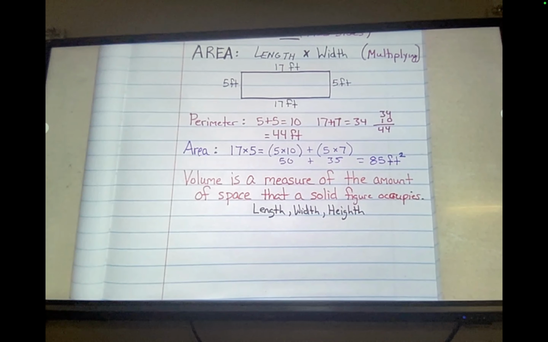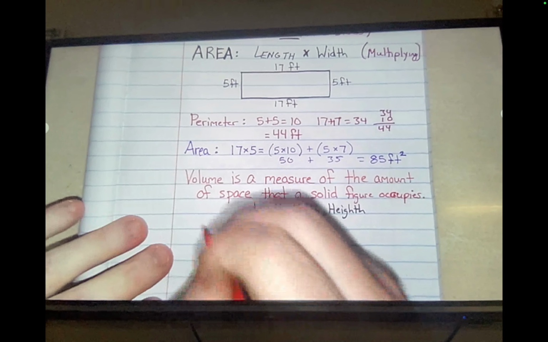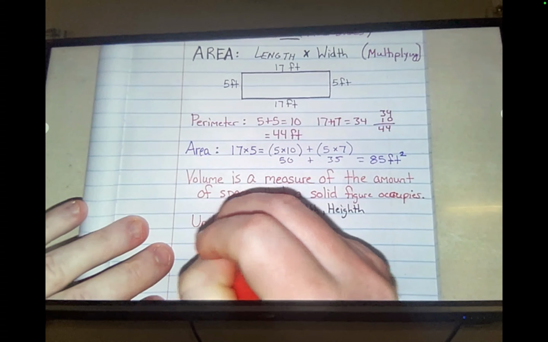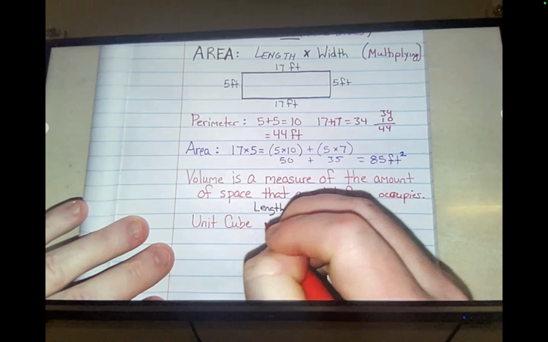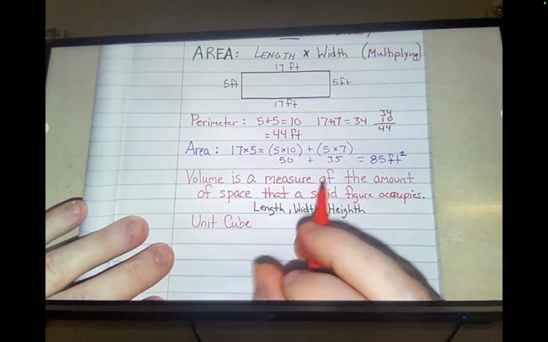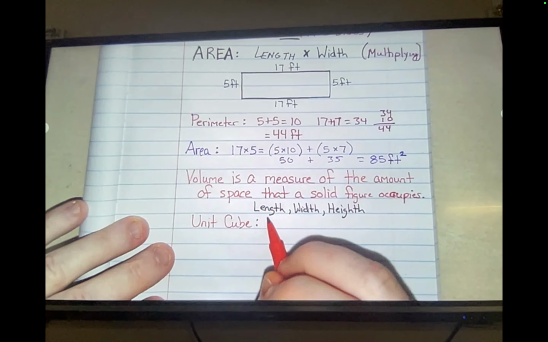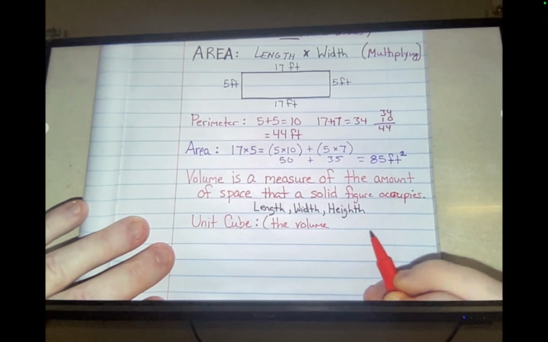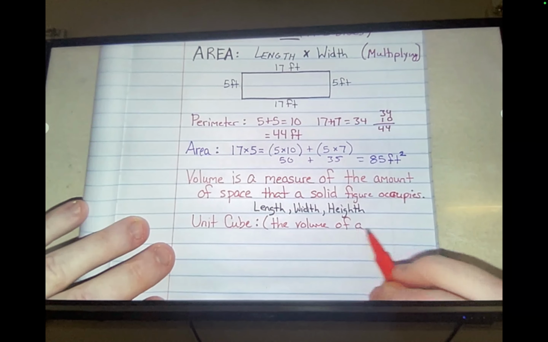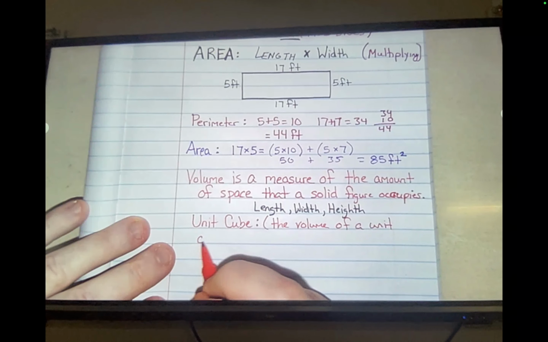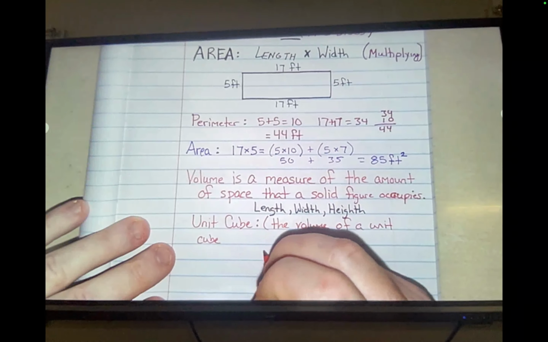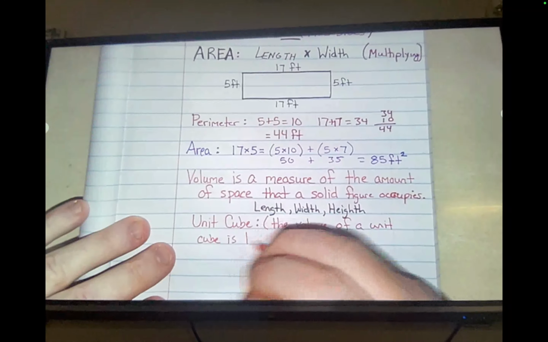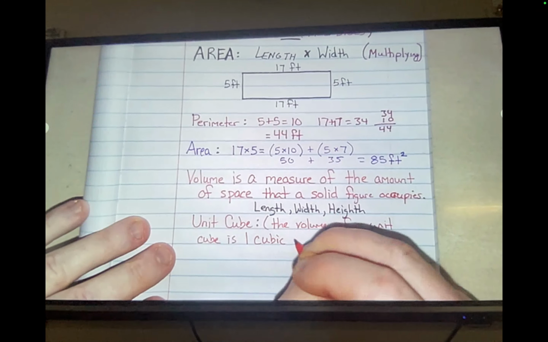When we think about volume, though, a lot of times we need to think about a unit cube. A unit cube, which is the volume of a unit cube is 1 cubic unit.